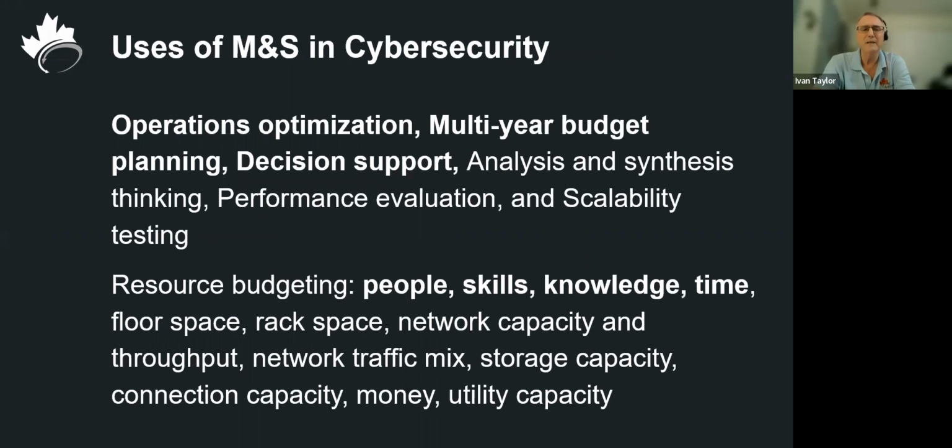Now, there's many uses for modeling and simulation, and I'm going to talk about a few of them today, not all of them on this list, but I'm going to talk about operations optimization, multi-year budget planning, and decision support. And when I mention multi-year budget planning, I'm primarily talking about resource budgeting. And with that regard, I'm talking about budgeting for people, skills, knowledge, and time. But there are other resources that you may want to do some modeling and simulation and manage the multi-year budget.